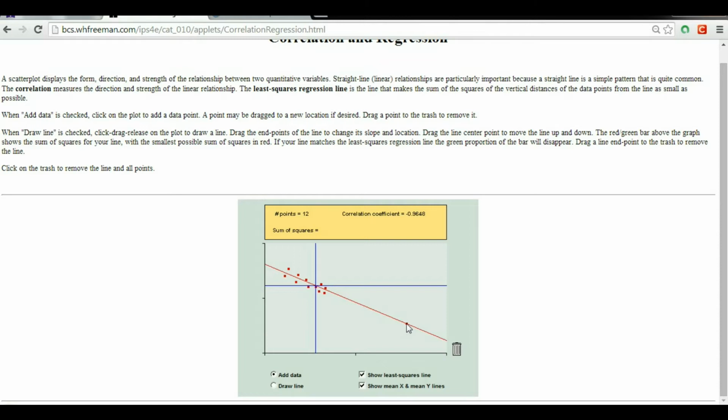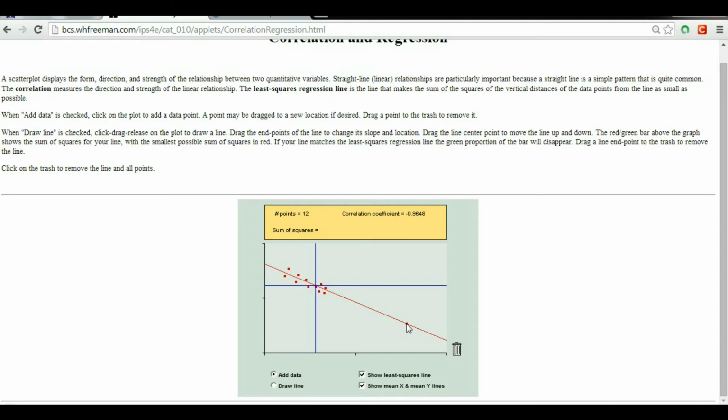But in effect, what did it do to the correlation? Well, if it went from negative 0.86 to negative 0.96, the correlation actually decreased. It made it stronger, but the correlation decreased. And that happens because it brought it closer to negative 1.